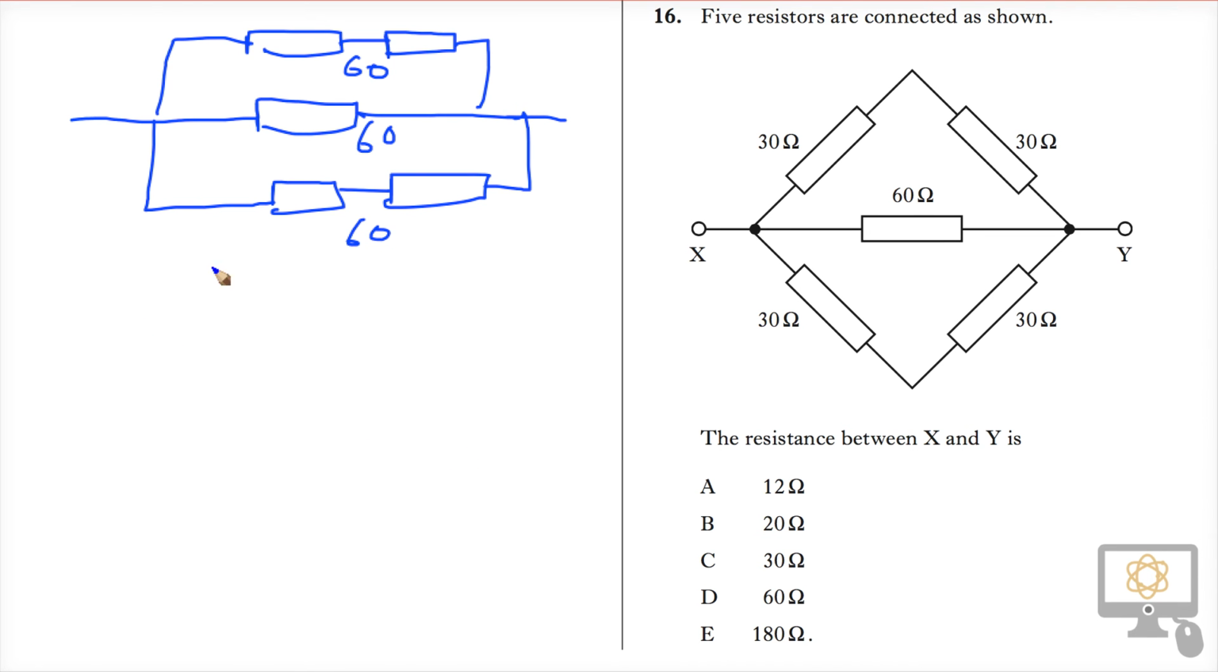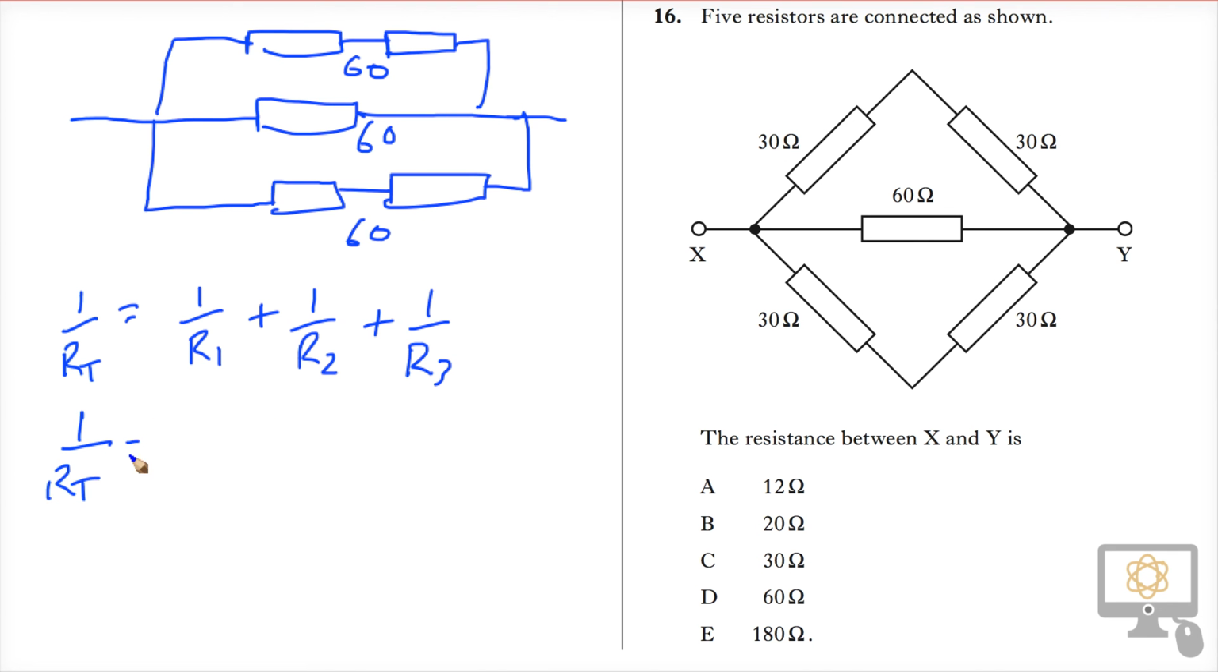Now, the easiest way to add resistors in parallel is to use the formula 1 over RT for total resistance is 1 over R1 plus 1 over R2 plus 1 over R3. And that would be 1 over 60 plus 1 over 60 plus 1 over 60. So 1 over RT is equal to 1 over 60 plus 1 over 60 plus 1 over 60. And that gives 3 over 60.